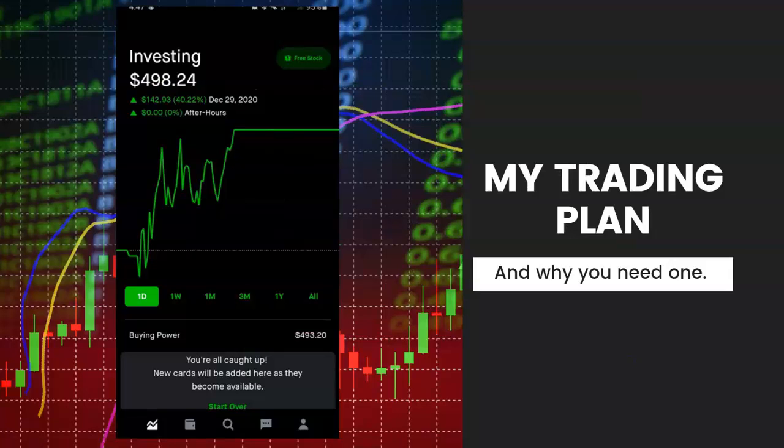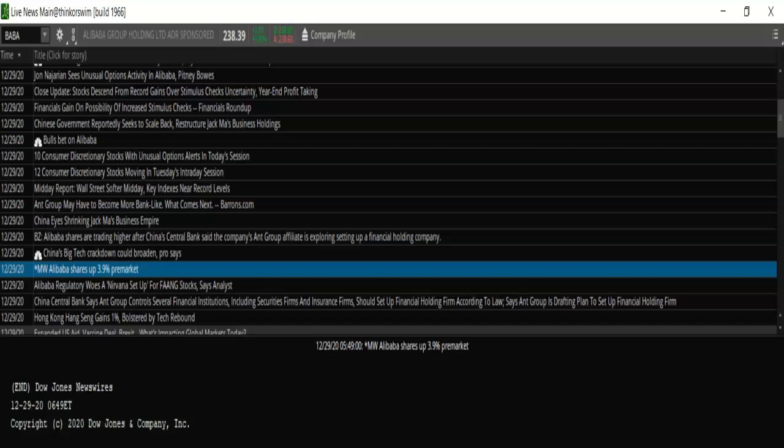Today we're going to go over how I like to use my trading plan and what I did with this particular stock that I traded today. I was able to make $140-ish with this trade. I also put on another trade, so my numbers are slightly off, but I'll go through the process of what I did to get there.